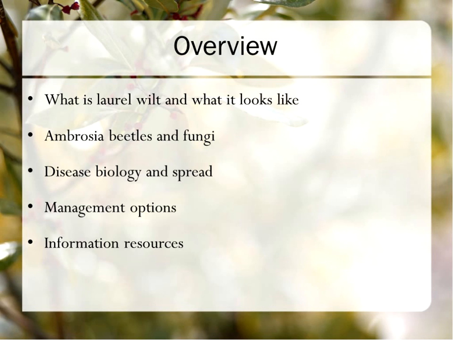So the first thing I'd like to give is just an overview of the presentation. Basically, what is Laurel Wilt and what does it look like? How can you identify it in the field if you see it? Then I would like to talk about Ambrosia beetles and fungi in general to help clear up some confusion, and then also about the specific Ambrosia beetle and fungus that are causing Laurel Wilt disease. We'll go into the disease biology, how it spreads, where it's at right now, and then we can talk about some of the management options. And at the very end, there'll be a slide that you can find resources on who to contact about Laurel Wilt or where to get further information about the disease.